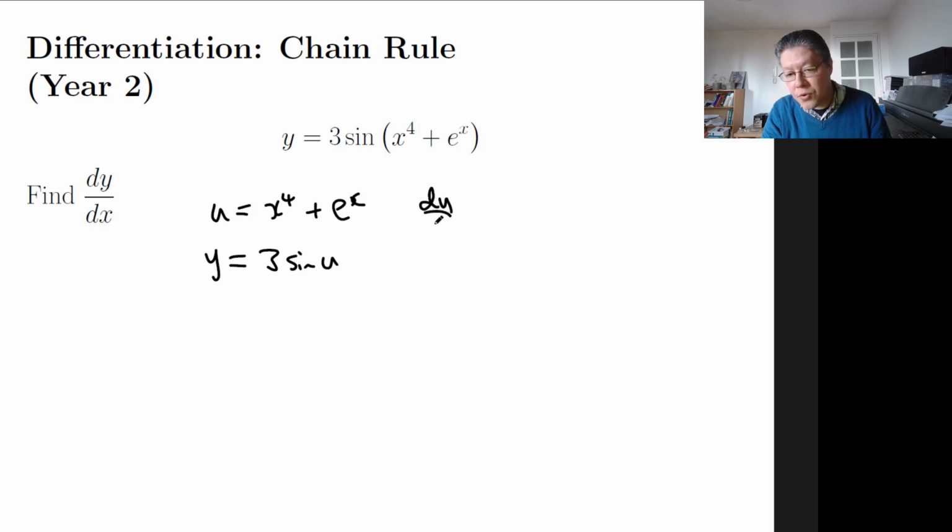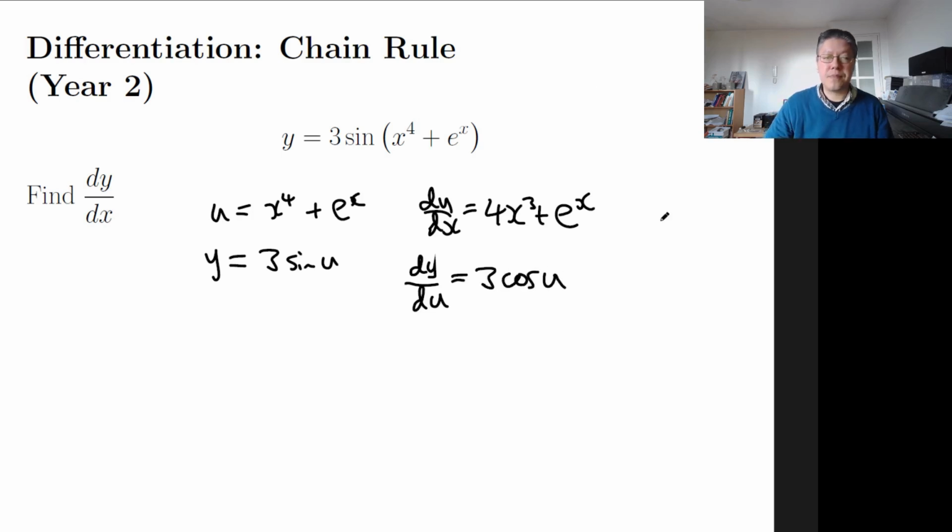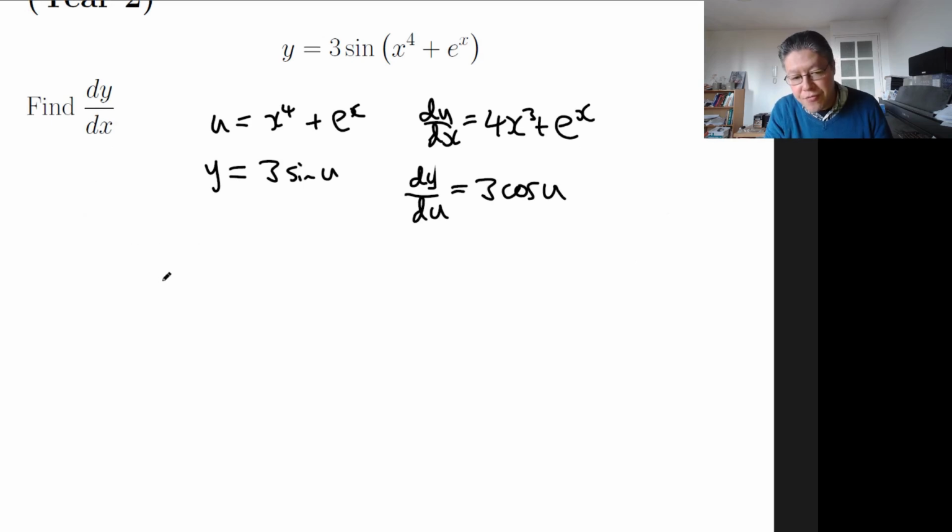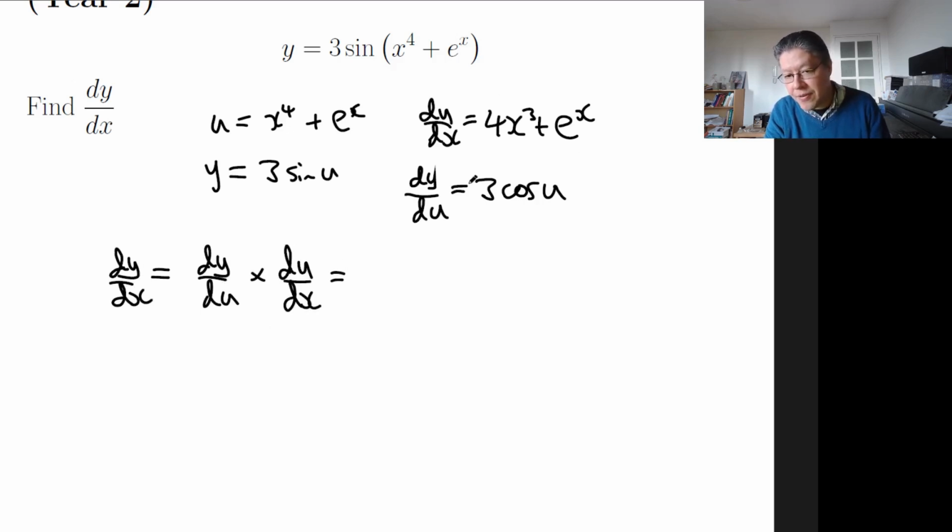So we get du dx, and that will be 4x cubed plus e to the x. And if we differentiate the second function, we get dy du equals 3 cos u. And the chain rule, if I just write out what the chain rule is, it states that dy dx, which is what we're trying to find, is equal to dy du times du dx. And that's exactly what we have here.